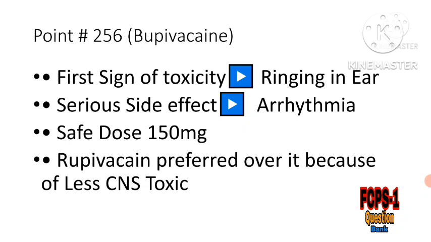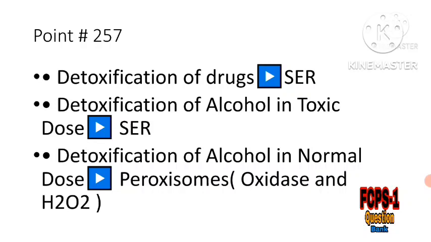Point number 257, detoxification of the drug is by which of the following organelles? SER, smooth endoplasmic reticulum. And detoxification of alcohol in toxic dose is again by smooth endoplasmic reticulum, and detoxification of alcohol in normal dose is by peroxisome, because peroxisome contains oxidases and hydrogen peroxide. So remember and realize these two MCQs: detoxification of alcohol in toxic dose and in normal dose.